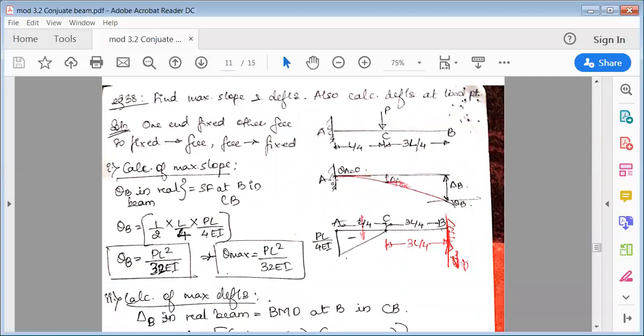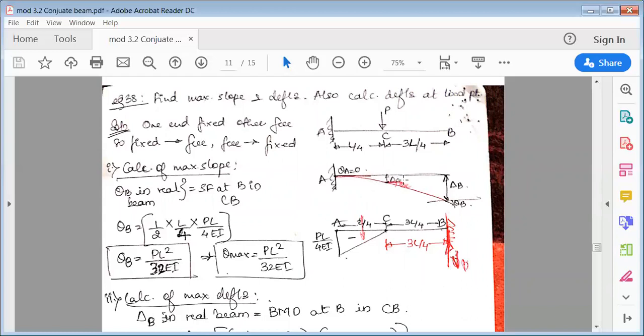End A is fixed, so up to a certain length it will not deflect, and this is the deflected shape of the beam. Now you have to find two things: maximum slope and deflection, and in addition, deflection at the load point. Because it is getting deflected, obviously the deflection is maximum at the free end. At the load point it is delta C, and at B it is delta B.